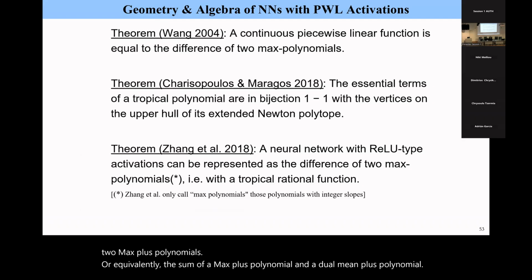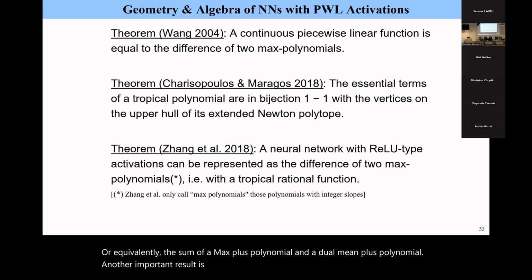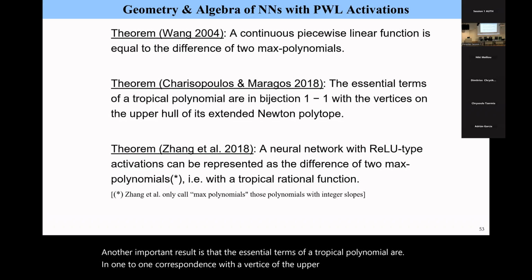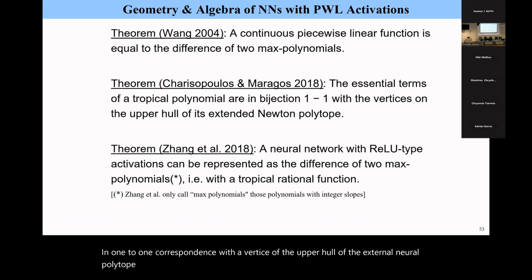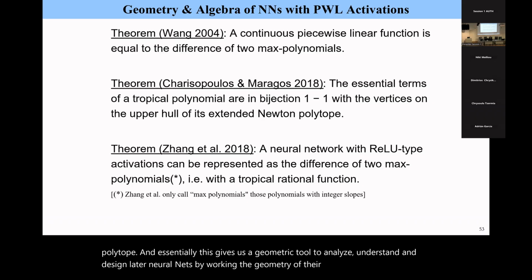Another important result is that the essential terms of a tropical polynomial are in one-to-one correspondence with the vertices of the upper hull of the external neuron polytope. Essentially this gives us a geometric tool to analyze, understand, and design later neural nets by working with the geometry of their Newton polytopes.